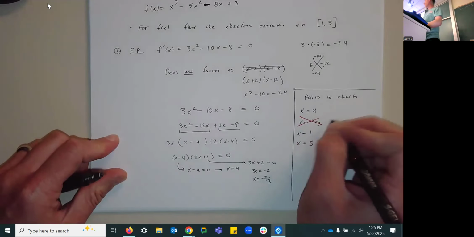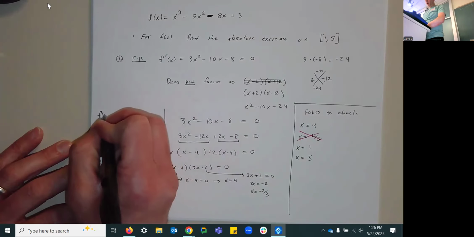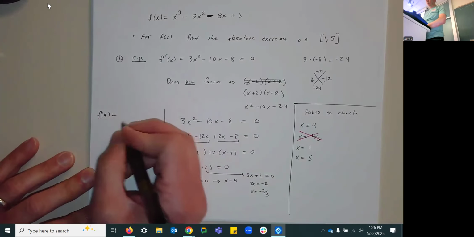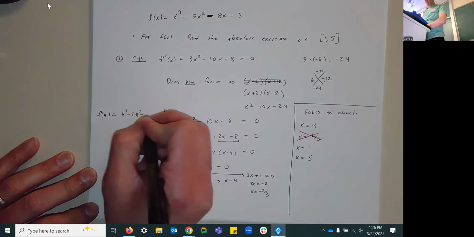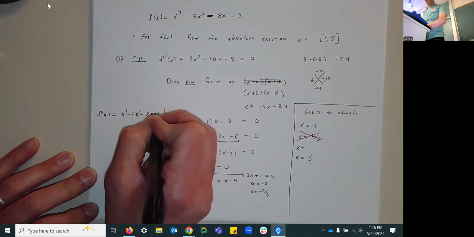So let's see. So I have more over here. Okay, so plugging into this function, f of 4 is equal to 4 cubed minus 5 times 4 squared minus 8 times 4 plus 3, which is 64, minus 5 times 16 is 80, minus 8 times 4 is 32, plus 3, gross. -16 minus 48 is -45.